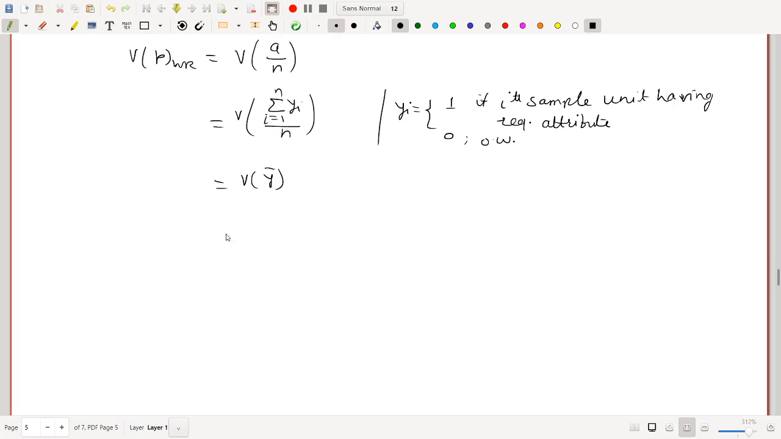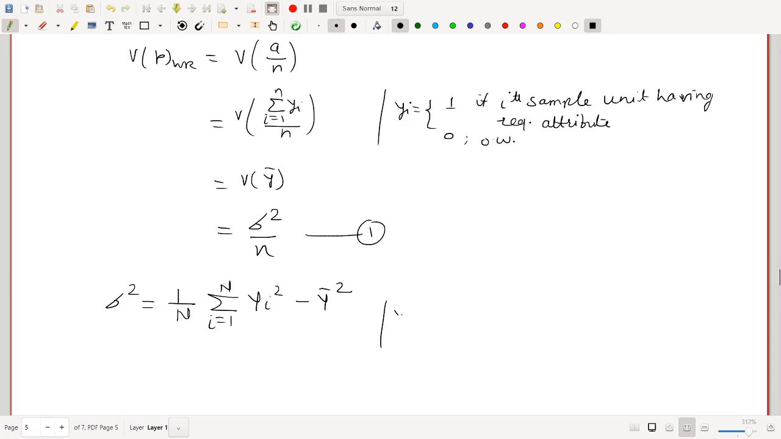And the variance of small y bar in WR we already obtained. This is sigma square by small n. Denote this by equation number 1. Now find sigma square and put it here. So consider sigma square. The formula for sigma square, the population variance, is 1 upon capital N, summation i running from 1 to capital N, capital Yi square, minus capital Y bar square.